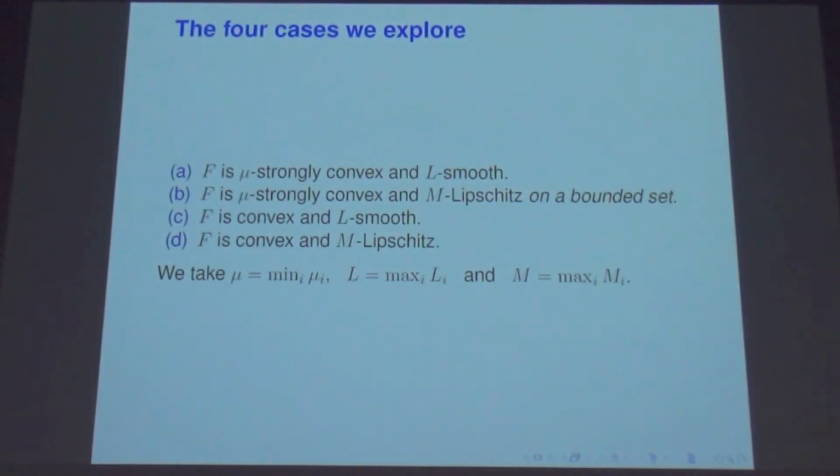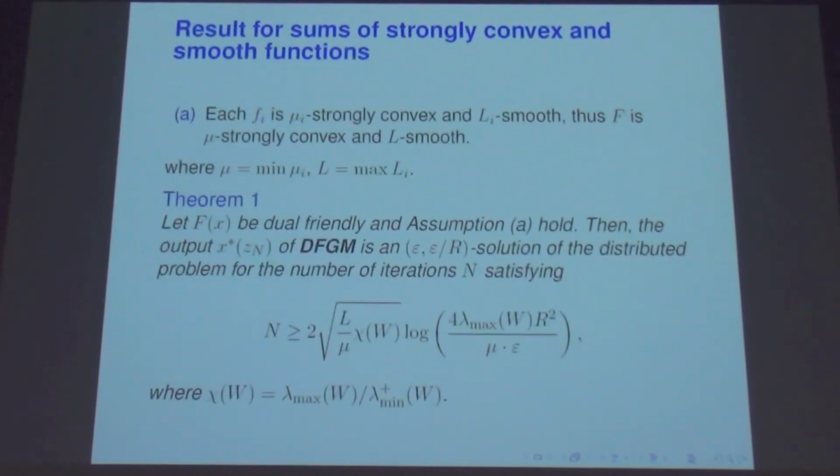So these are the 4 cases that we explore. Of course, I'm going to talk only about the first one, when the function is f strongly convex and L smooth. And the theorem that we have is the following. So assume that each of the functions are mu strongly convex and smooth. Of course, then the capital F function is also strongly convex and smooth, with the strong convexity the minimum among all of the local functions, and smoothness the maximum over all the smoothness parameters of the functions. Then the theorem says as follows. So assume that the capital function F holds this assumption.